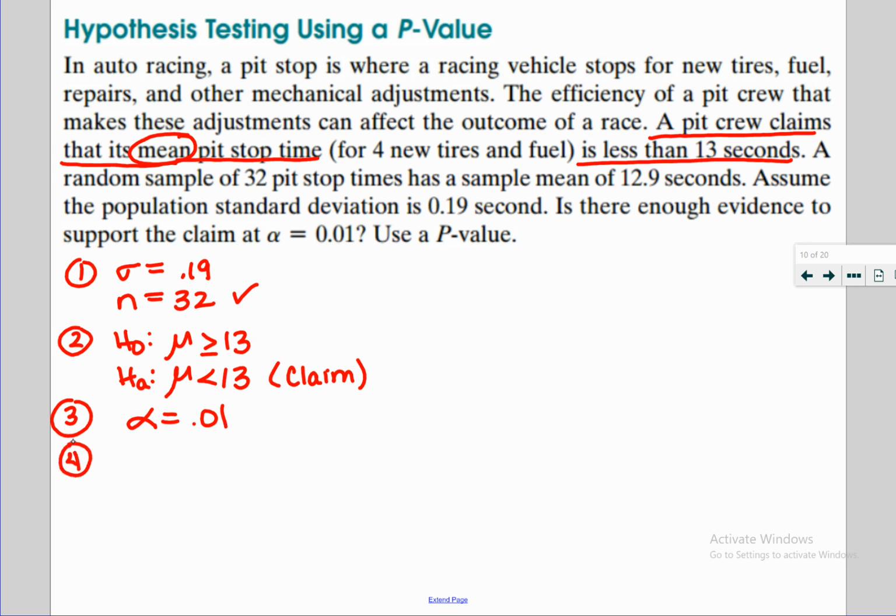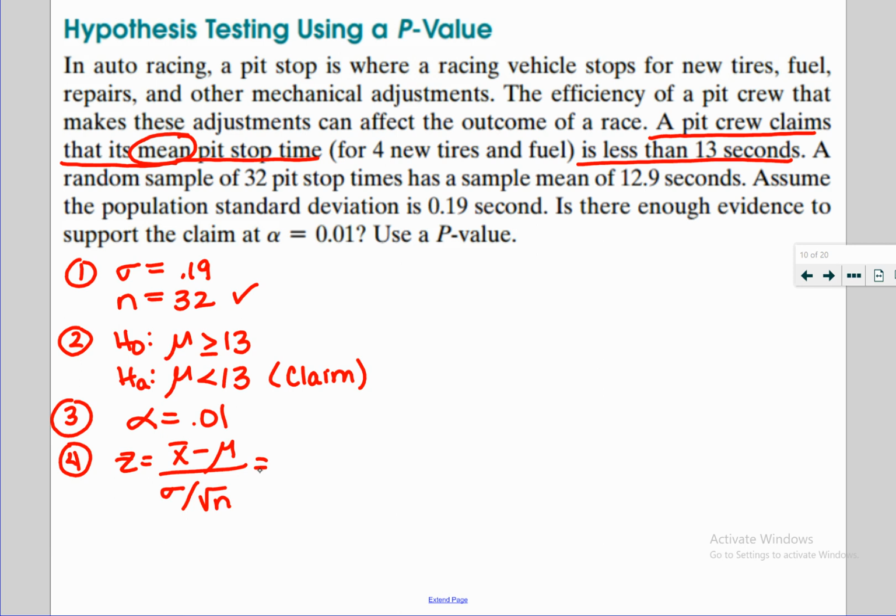Number 4, standardized test statistic. Okay, so for this, we need x bar minus mean over standard deviation divided by the square root of n. A couple of these we've labeled already. The population mean we have is 13. That's inside our hypothesis there. The population standard deviation was 0.19. We have that guy. We have n labeled already.